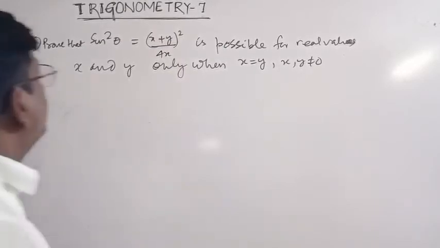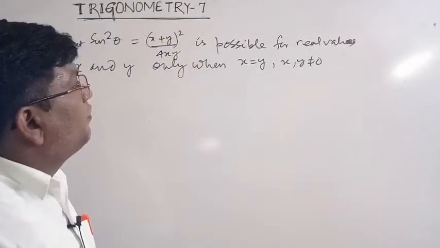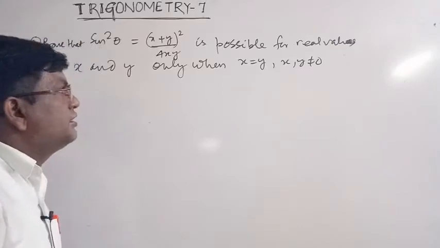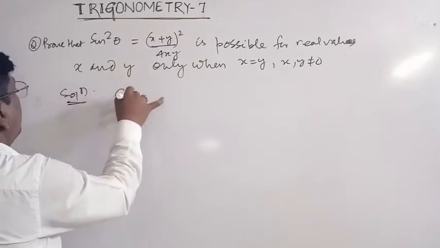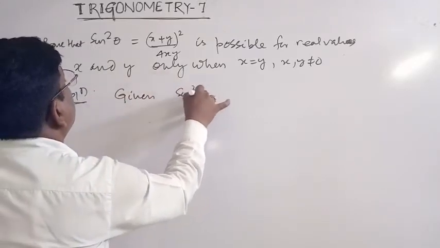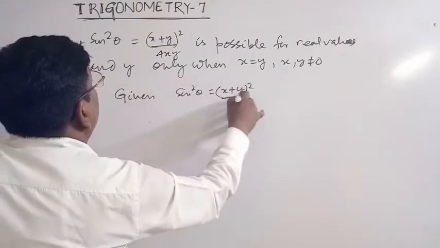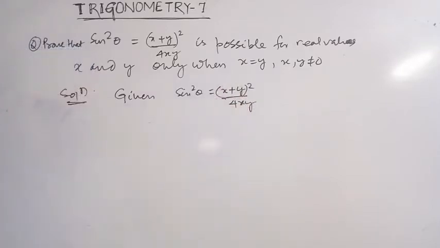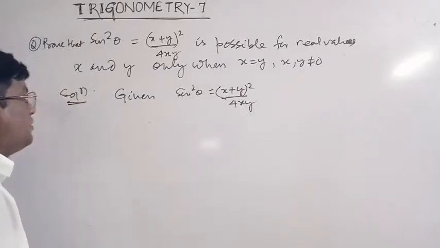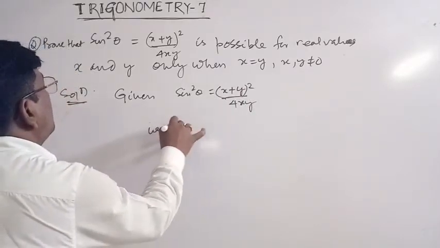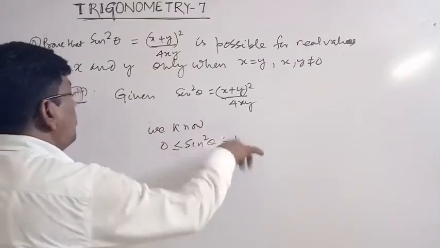Prove that sin square theta is equal to (x plus y) whole square divided by 4xy is possible for real values of x and y only when x is equal to y. Okay. So solution: given, suppose sin square theta is equal to (x plus y) whole square by 4xy. Clear? This is the question. Now we know sin square theta lies between 0 and 1, since an even power is present.